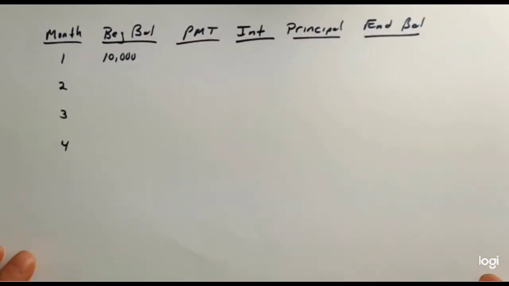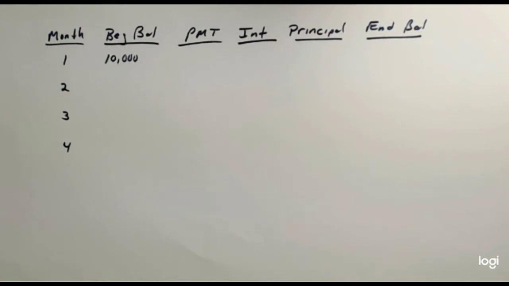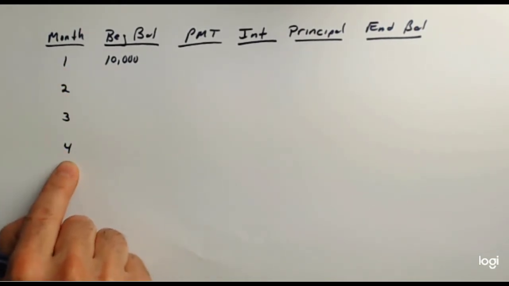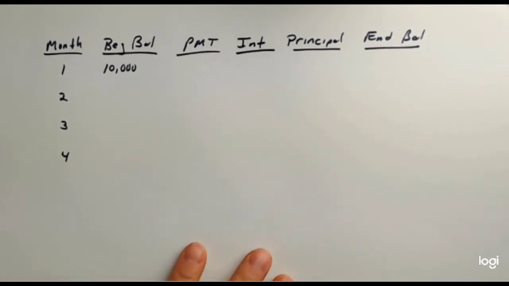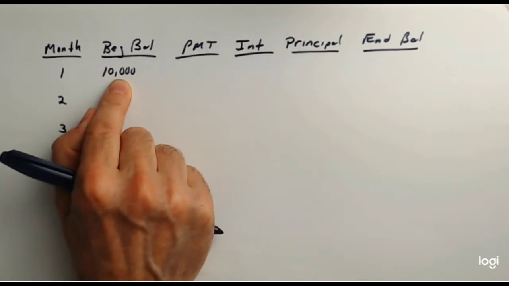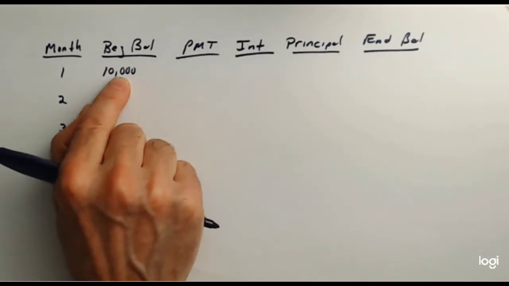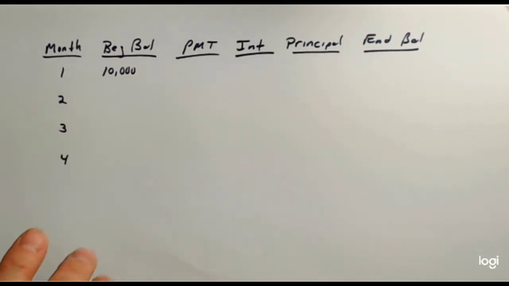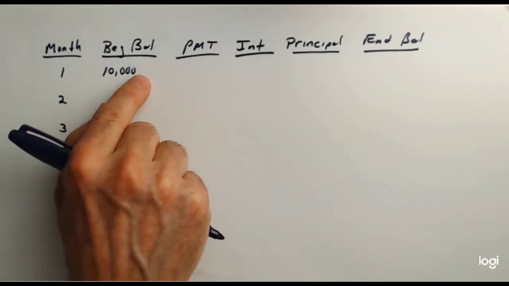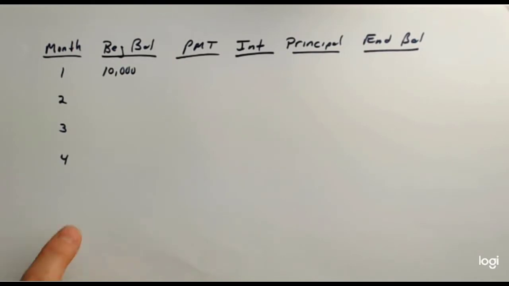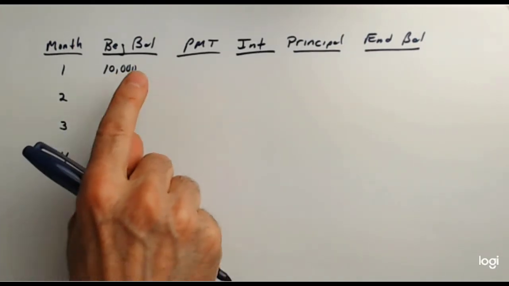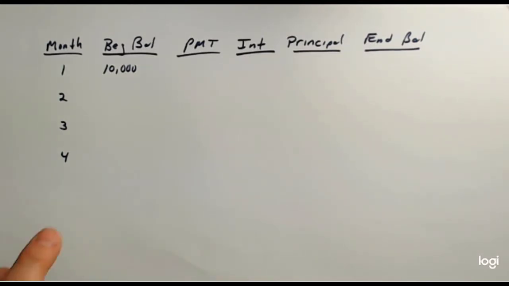So here I've set up a table, at least the headings and the columns. So we're going to have month 1, 2, 3, 4. That's usually how mortgages work. They're on a monthly basis. And in this case, let's assume we're borrowing $10,000. It saves us an extra zero in doing all the calculations. So if you can do it for $10,000, you just add a zero and do it for $100,000. If you add another zero, it'll be $1 million. But let's save some space and just do it for $10,000.